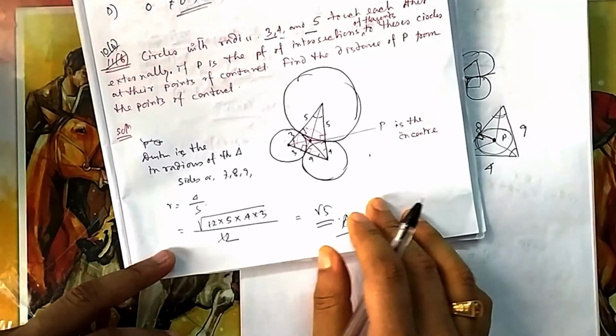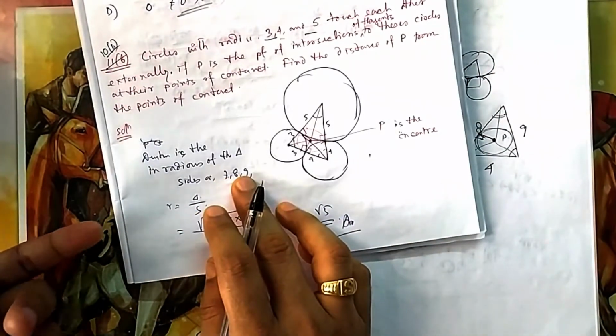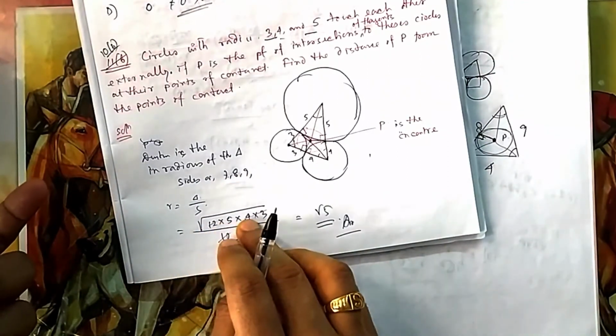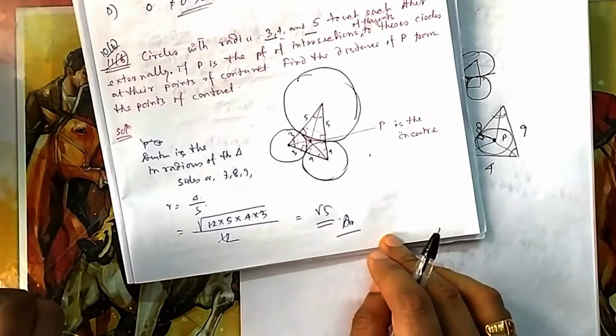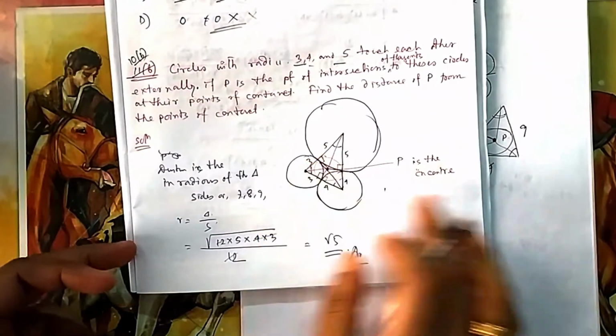Delta by S. So you have sides 7, 8, 9. So S will be the semi-perimeter, so sum of this divided by 2, it is 12. So area is the square root of S into S minus A into S minus B into S minus C. If you do, the answer is 1. So you just need to draw it, and you need to feel it.